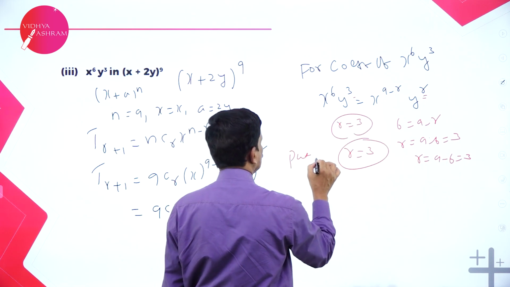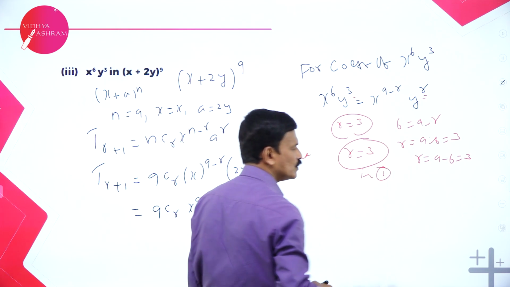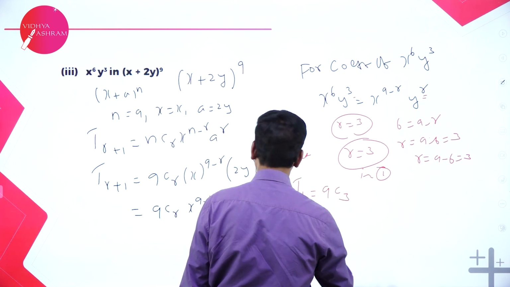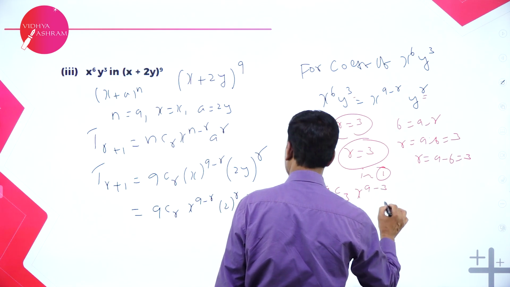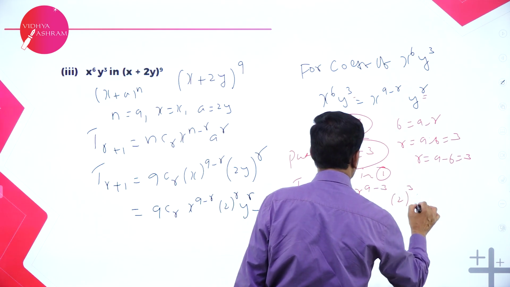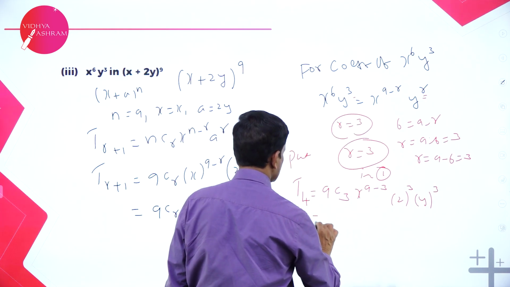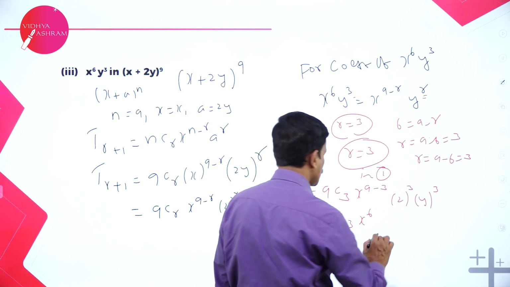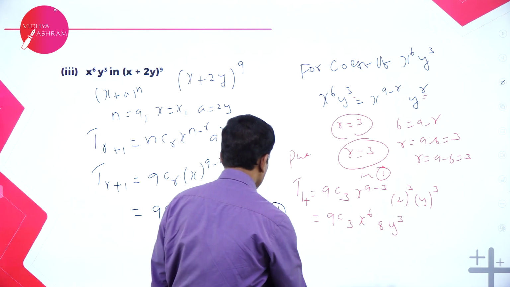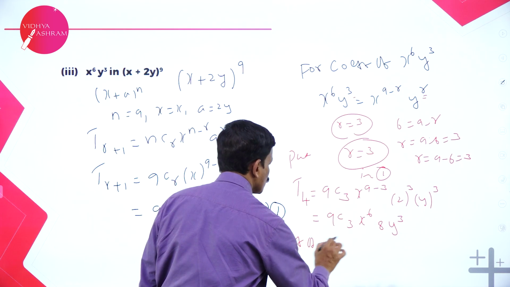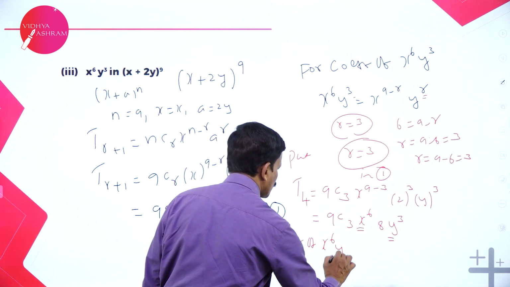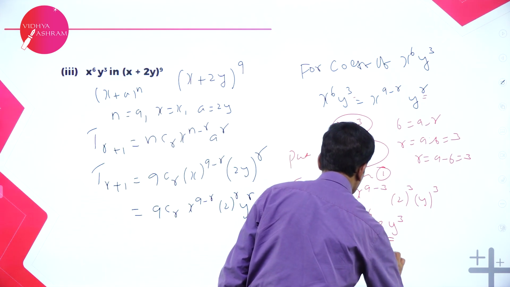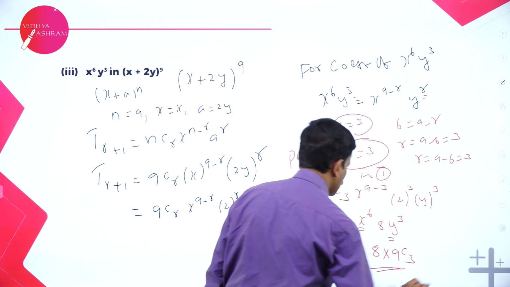Now put r is equal to 3 in equation number 1. So what we will get? T(3+1), T4, is equal to 9C3 x^(9-3) 2^3 y^3. So this is 9C3 x^6, 2^3 is 8, into y^3. So therefore, the coefficient of x^6 y^3 is 8 into 9C3, 8 times 9C3.